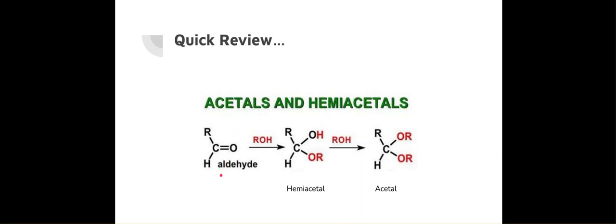So if you remember, we talked about aldehydes reacting with alcohol will form hemiacetals. And if you react a hemiacetal with alcohol again, you will get an acetal. So a hemiacetal has an ether group here, and it has a hydroxy group here. An acetal is two ether groups like this.